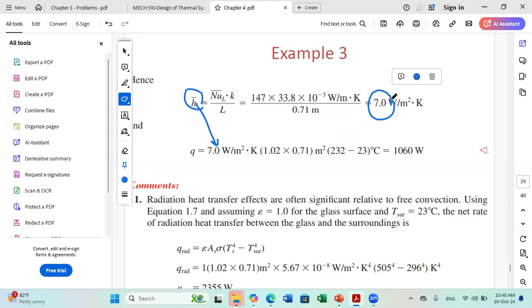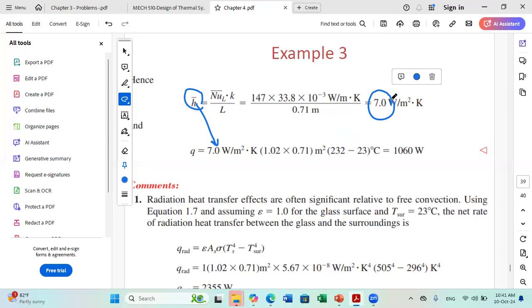Okay. Now, once we have h bar, we can compare. Here we didn't consider radiation, we just considered convection. To make sure if this is reasonable or not, we can compare. So now we have the loss by convection, it's 1060 watt. To make sure if radiation can be neglected or not, we can calculate it.